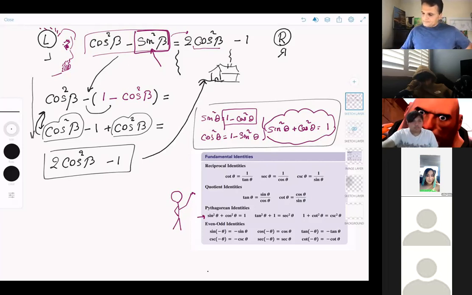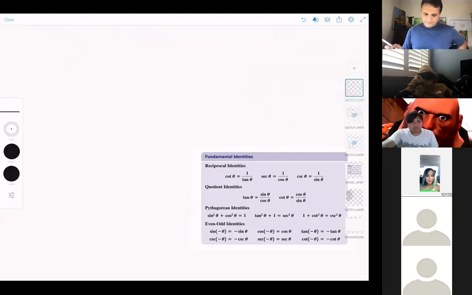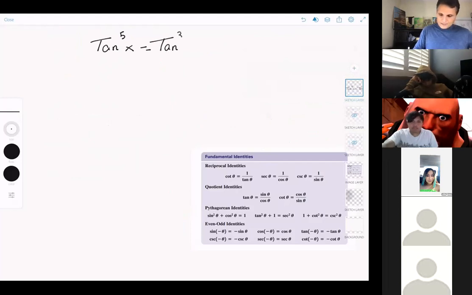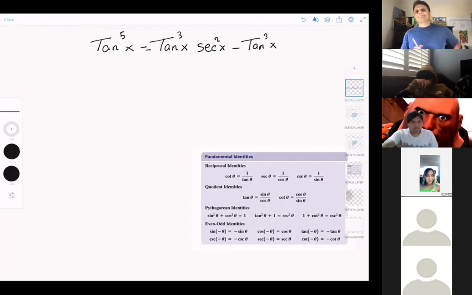Let me make another one. Tangent to the power of 5 of x equals tangent cubed of x, the secant squared of x, minus tangent cubed of x. So we need to prove this. I know when you look at this one, you like to cry. So what is this? How do we solve this one?